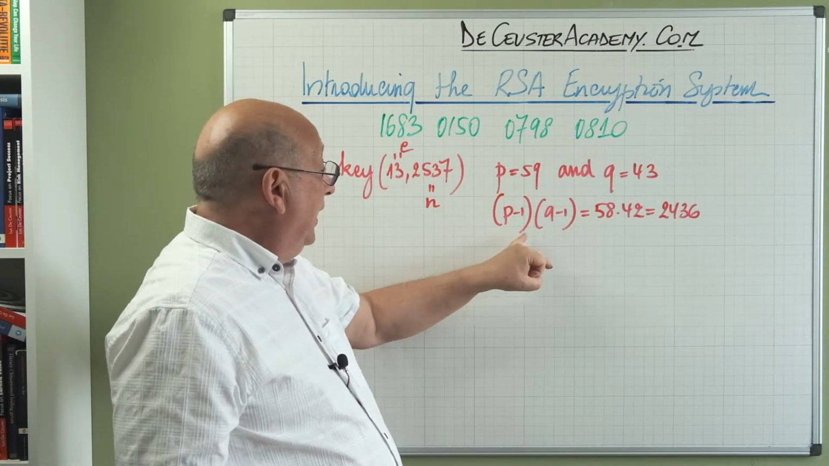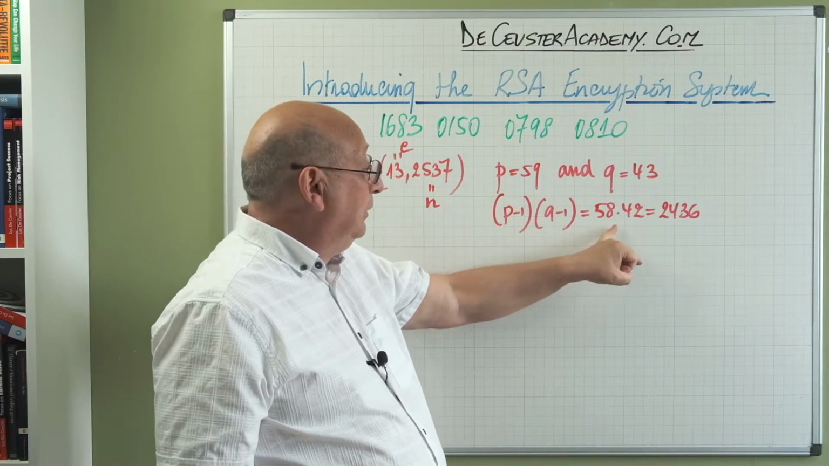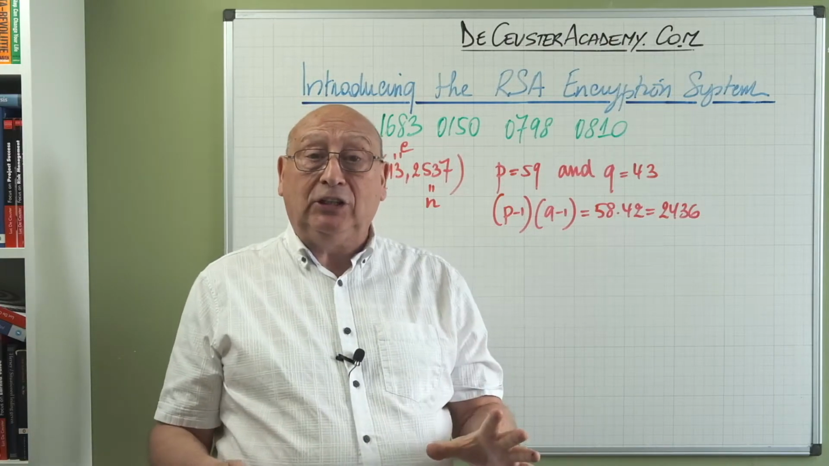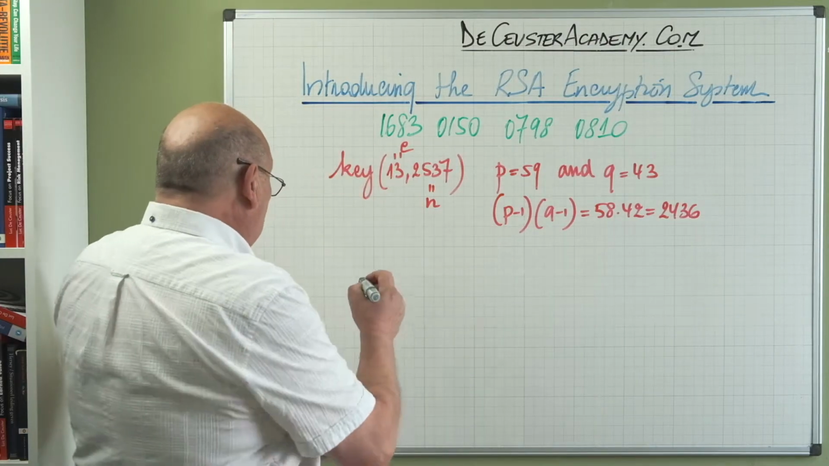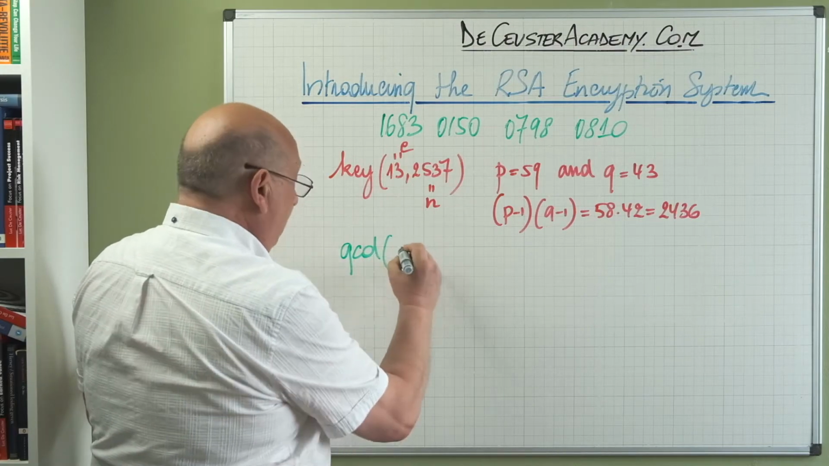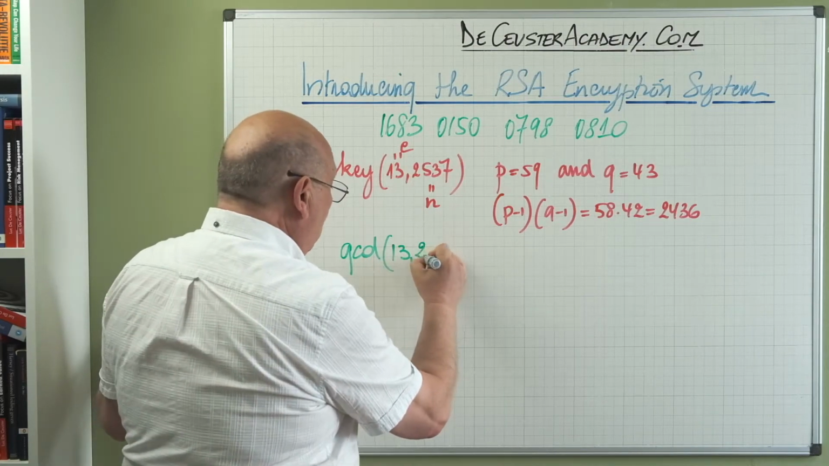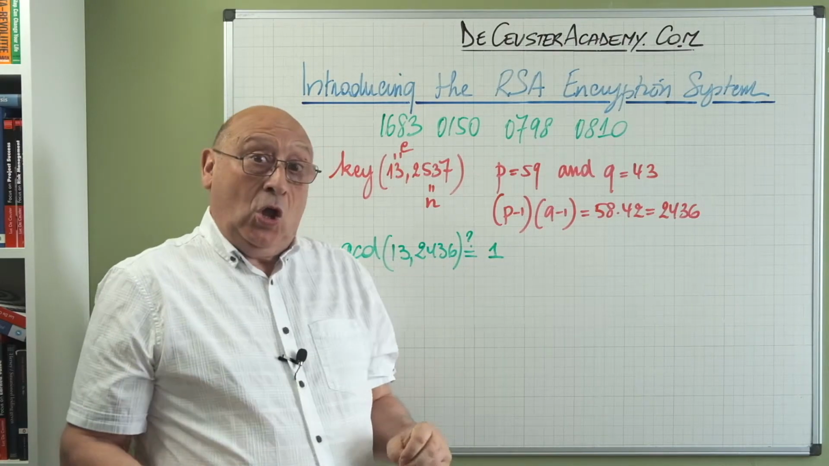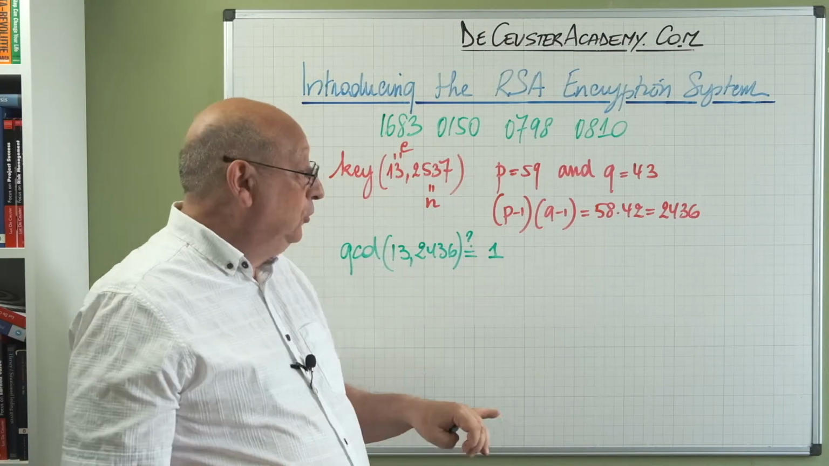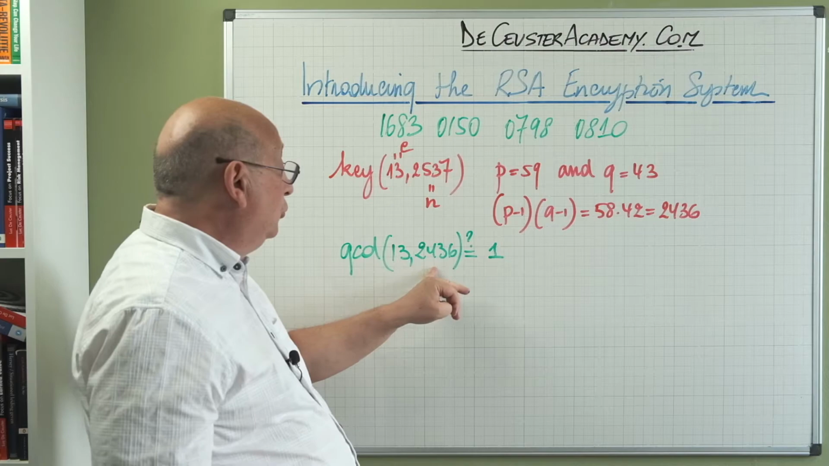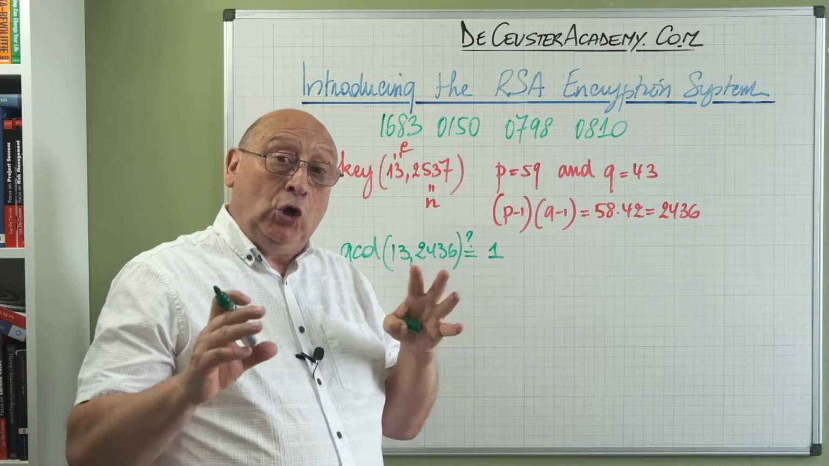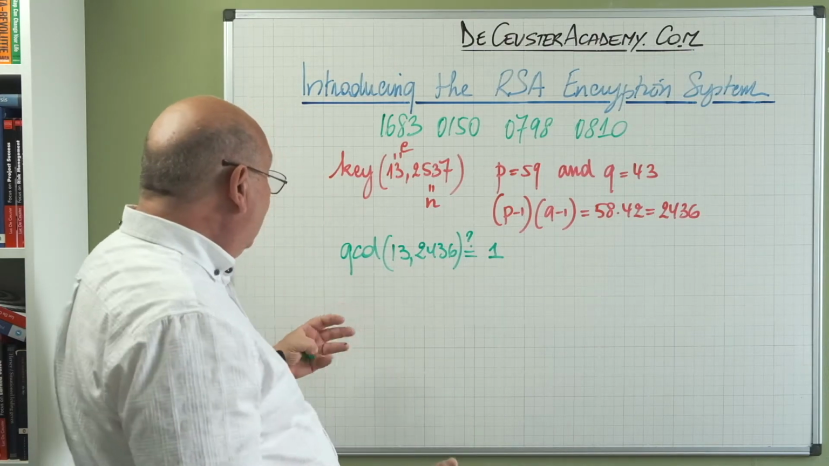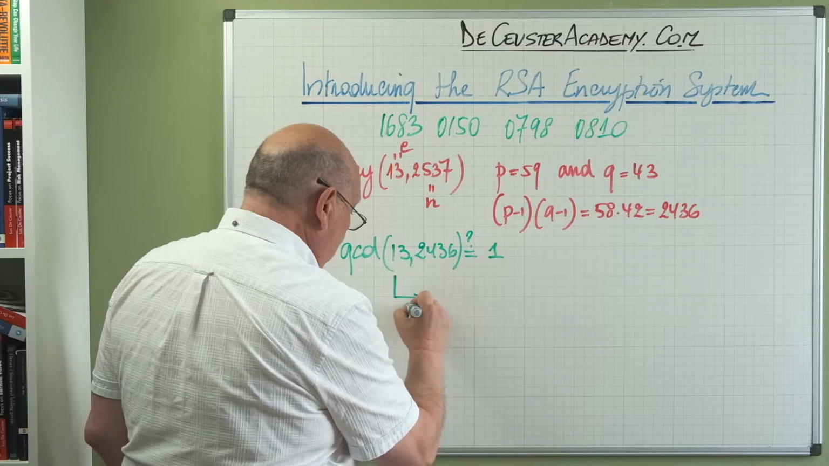We also know that p minus 1 times q minus 1 is 58 times 42, which is 2436. Now, the first thing to see is the GCD of 13 and 2436, is it equal to 1? Because we have to know the modular inverse of 13 modulus 2436 to be able to decrypt the message. Now let's have a look at this GCD.